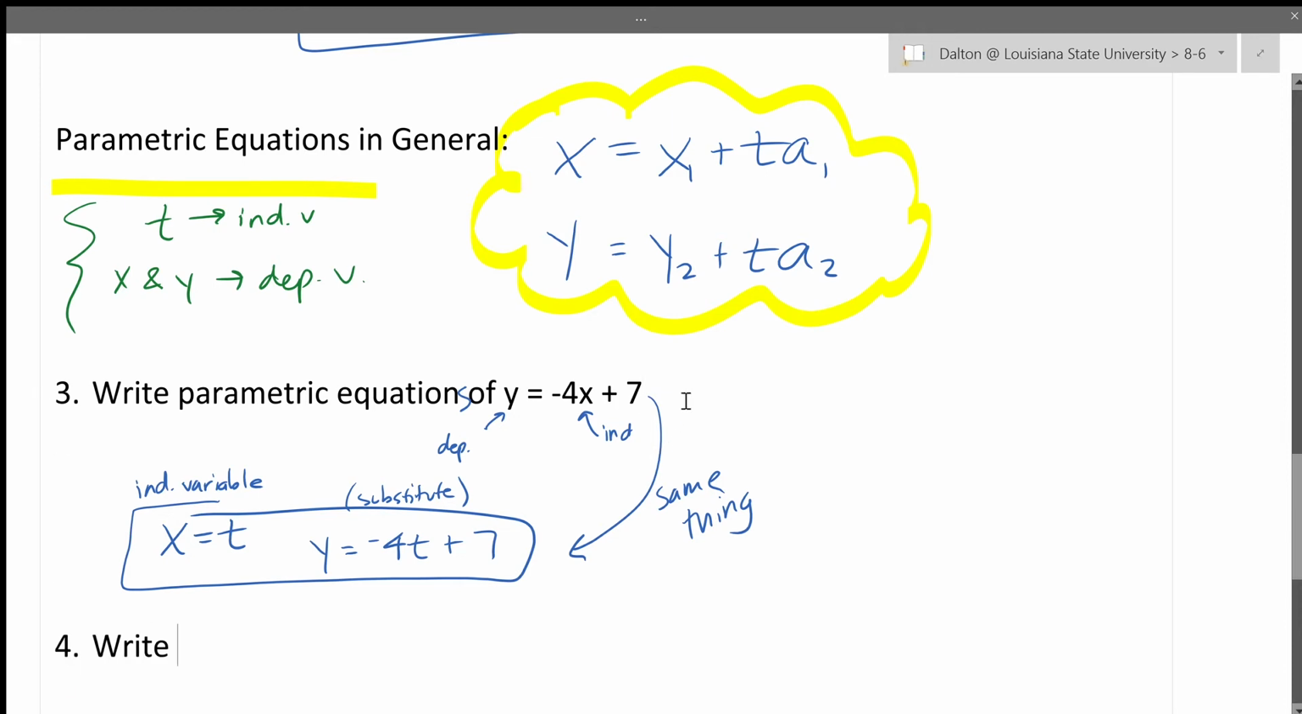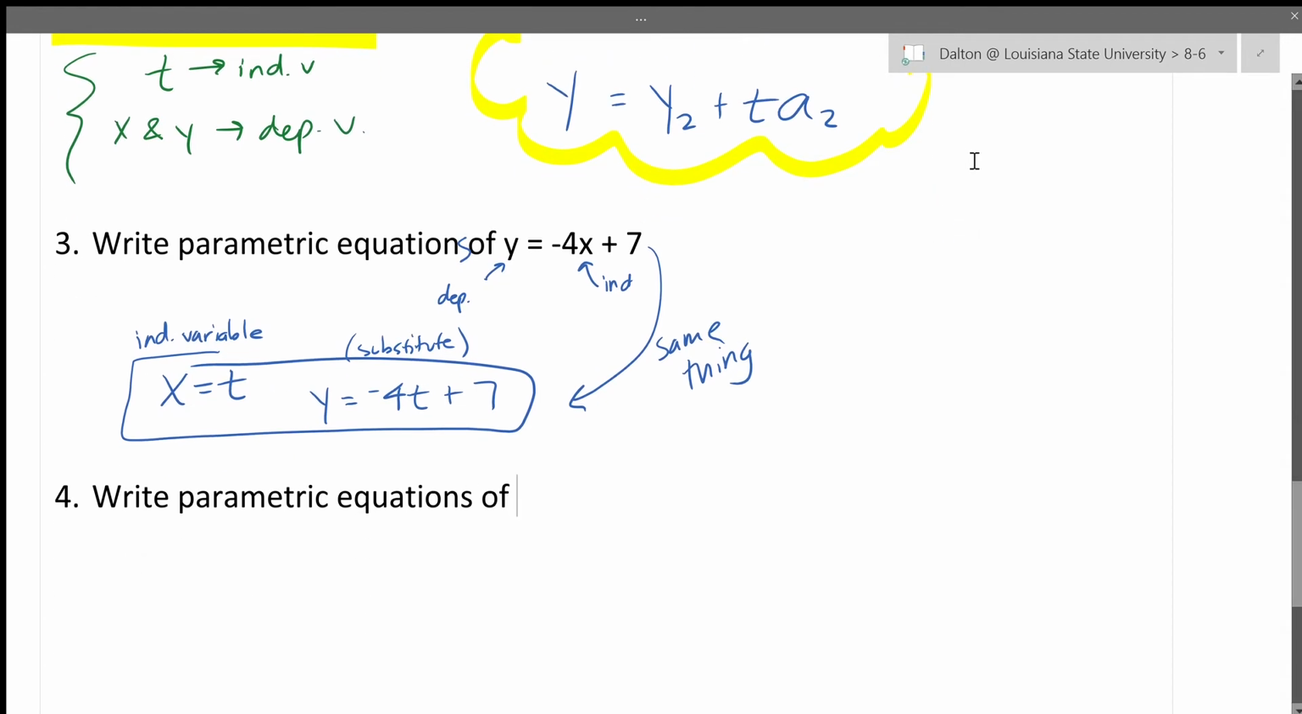Same directions. Write parametric equations. This time, let's do the standard form of the line: 3x minus 4y is equal to 12. If I want to write this as a parametric equation, and it's not already in slope-intercept form, we need to go ahead and move some things around first to make that happen.